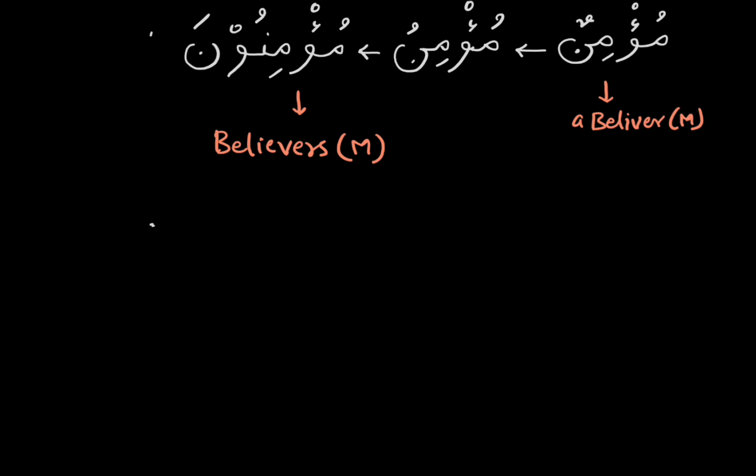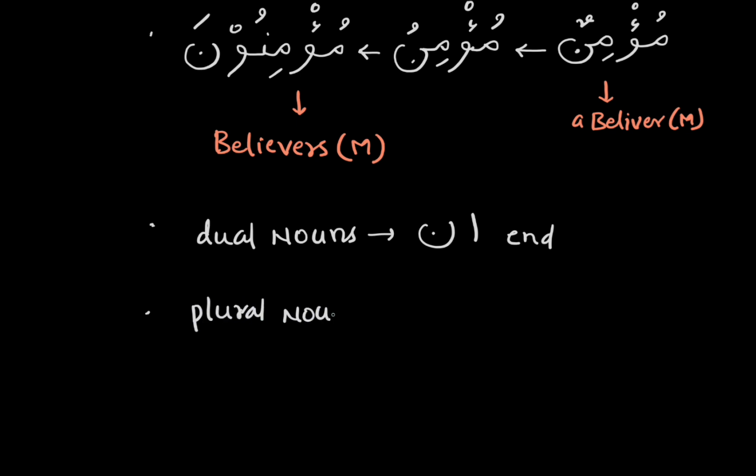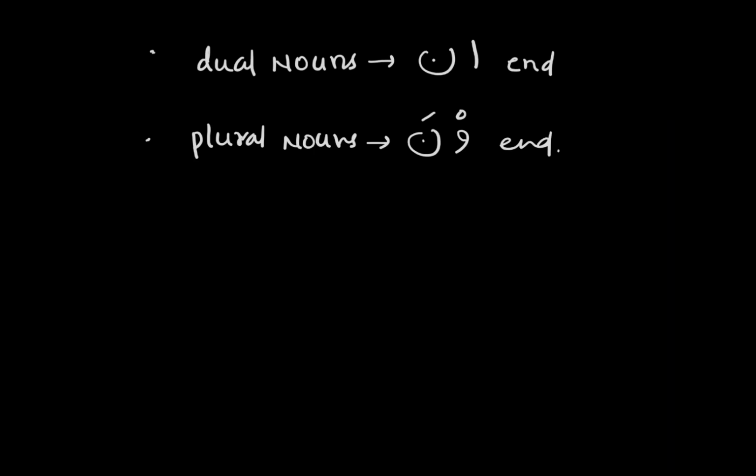In short, the dual nouns are formed by adding alif noon at the end of a singular noun, and the plural nouns are formed by adding waw noon at the end of the noun. So these plural nouns are regular plurals.